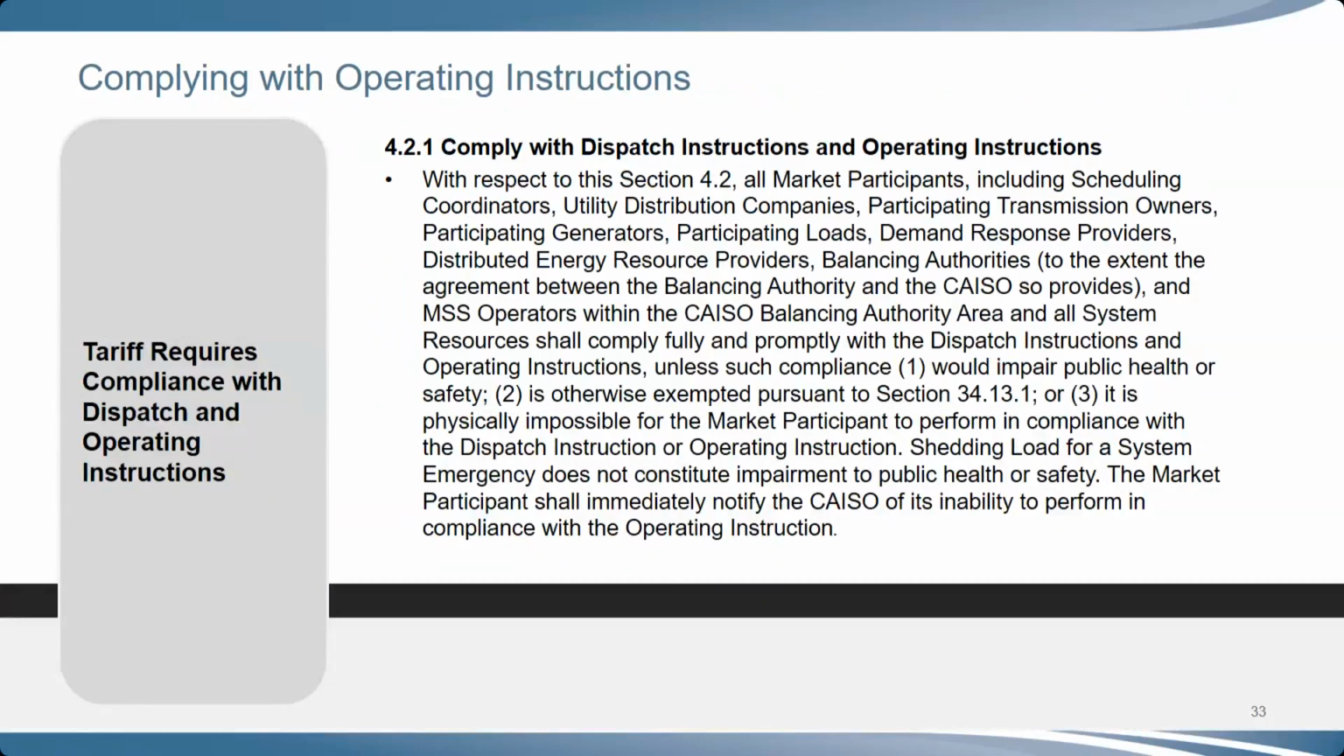I'm going to do you a favor, not read all this to you, but it is really important that you know that this is a blurb from our tariff saying that it's requiring compliance with the dispatch instructions as well as operating instructions.